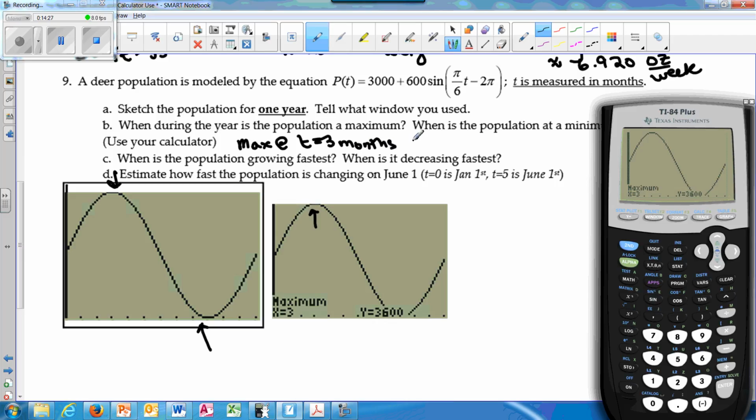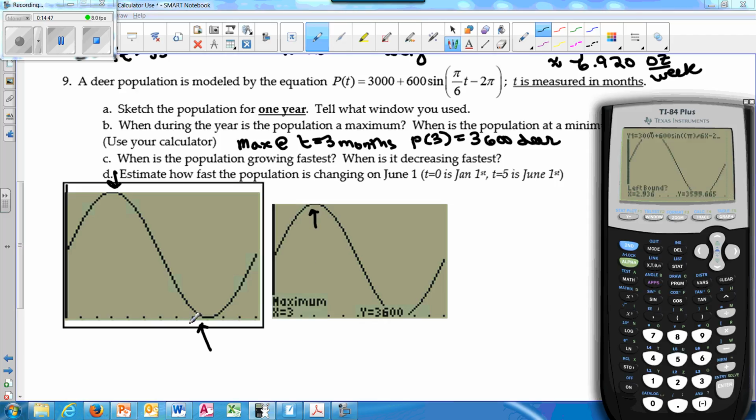So the population is a maximum at t equal to 3 months. We always want to put our units, and the population at time 3 is equal to 3,600 deer.